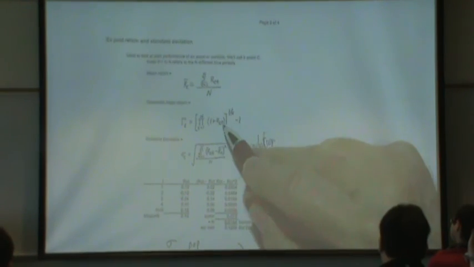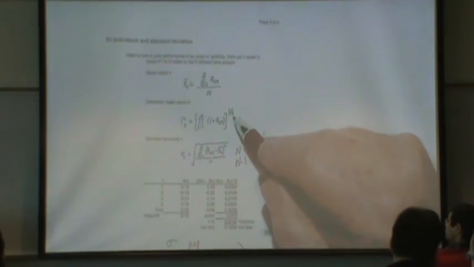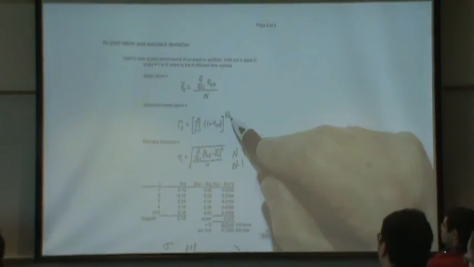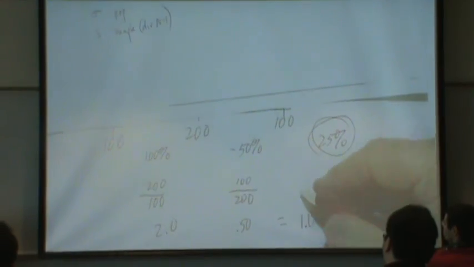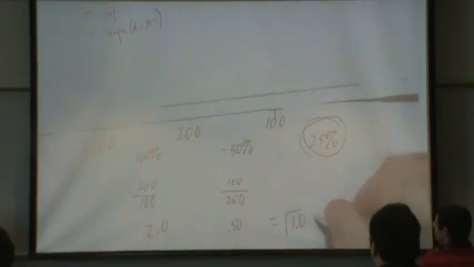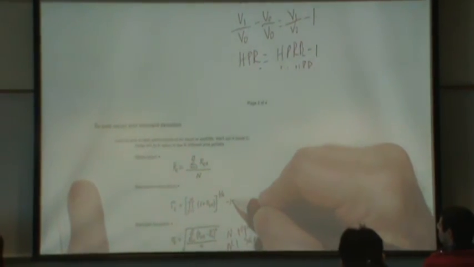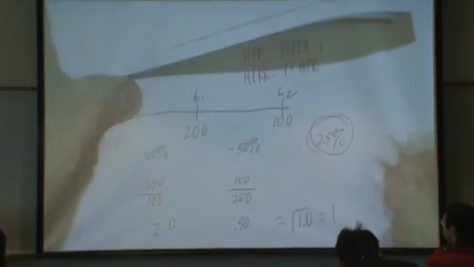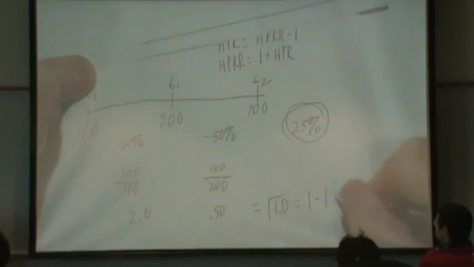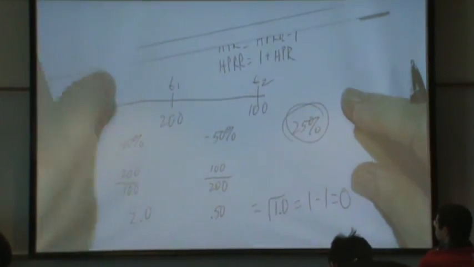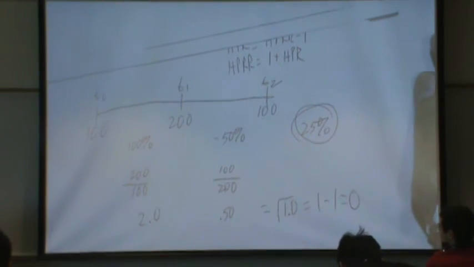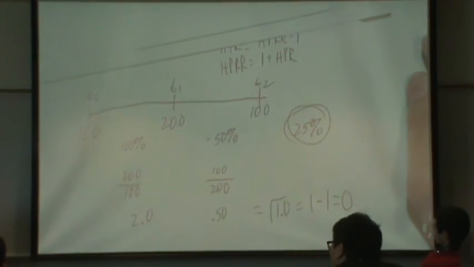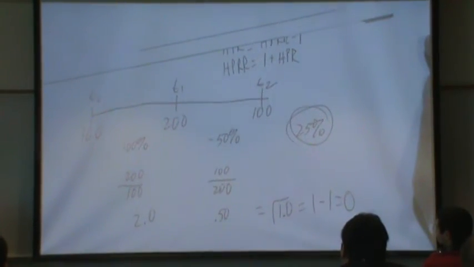And then it says, okay, now take the nth root. Well, what's the nth root? In this case, n equals 2. We only have 2 periods, so it's the square root. So I'm going to take the square root of 1, which equals 1. And then this says, now subtract 1. So I subtract 1, and that gives me 0. Now, does that make sense? What was your annual rate of return? 0. You started with 100, you still have 100, 0.